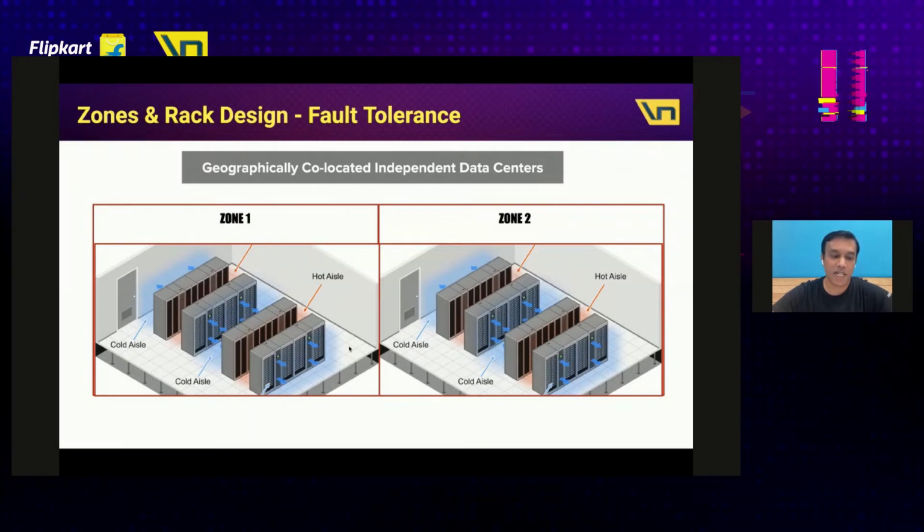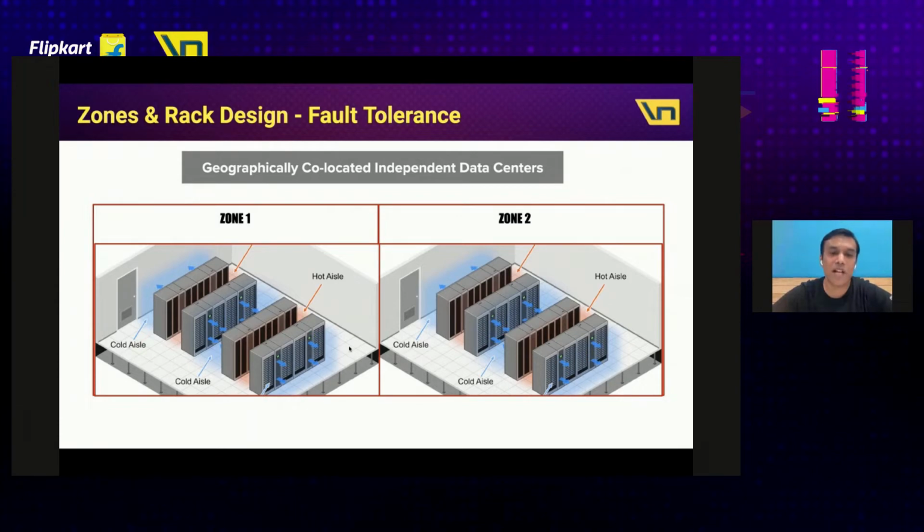From the power supply to the heating and ventilation systems, all of these are totally isolated in these halls. They are geographically co-located, but you can treat them as independently different data centers. We call them zone 1 and zone 2.